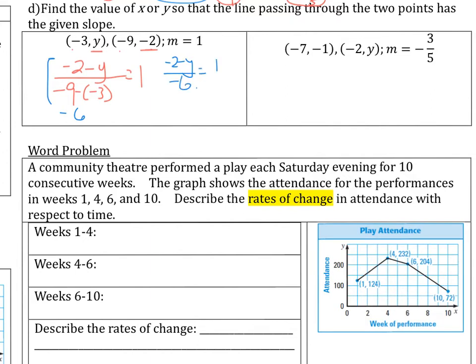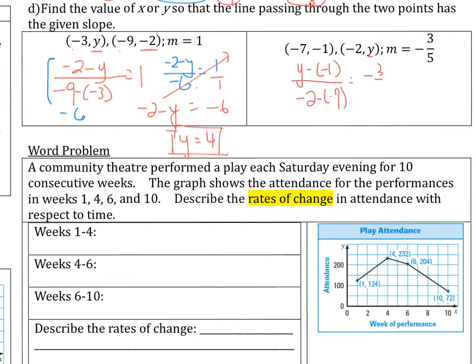And I'm going to do some cross multiplying. So -6 times 1 is -6, -2 minus y, okay, times 1 just itself, and then I can solve for y, and y would equal to 4. And here we have a similar problem, y minus -1 over -2 minus -7. Let that equal to -3 over 5.